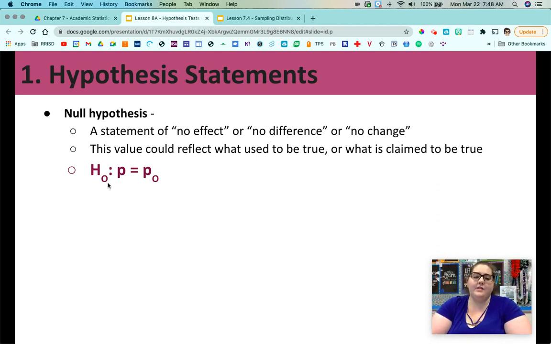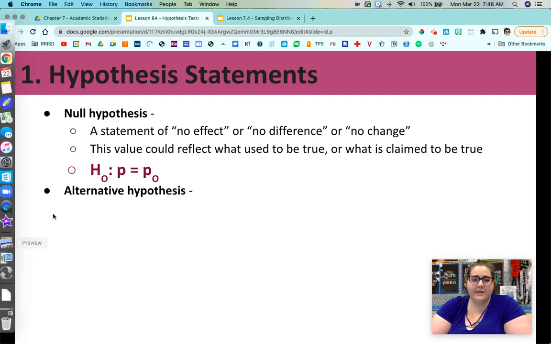So we write H0, H with a little 0 subscript, that means null, our initial starting assumption or hypothesis. And then we write p, because we're talking about a proportion, p equals and then a number. Whatever proportion we thought was true at the beginning of the problem, whatever was claimed to be true, we use that equal sign and say p equals that number.